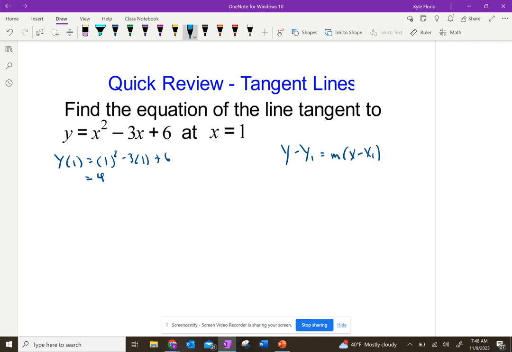So now we have x is 1 and y is 4. And then we just need to find the slope. So if I want to find the slope of the function, we need to find the derivative. So I need to find y prime.